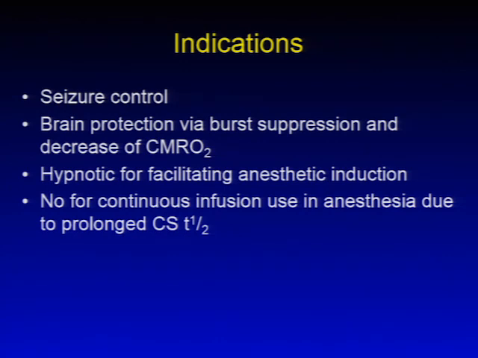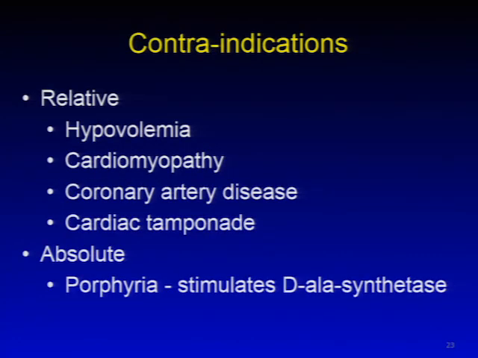Indications are seizure control, brain protection via burst suppression and the decrease of the CMRO2, and a hypnotic for facilitating anesthetic induction. It is not for continuous infusion use in anesthesia due to the prolonged context-sensitive half-life. Contraindications: hypovolemia, cardiomyopathy, coronary artery disease, and cardiac tamponade. All of these are relative, but they are tied to the circulatory effects of the barbiturates. One of the absolute contraindications would be porphyria, because, as we mentioned before, it stimulates delta-aminolevulinic acid synthetase and will produce a porphyric crisis.